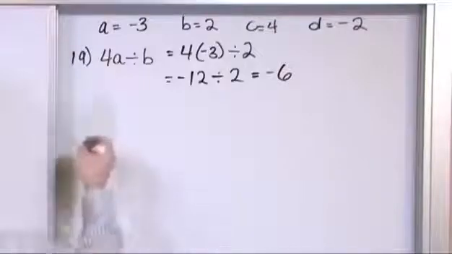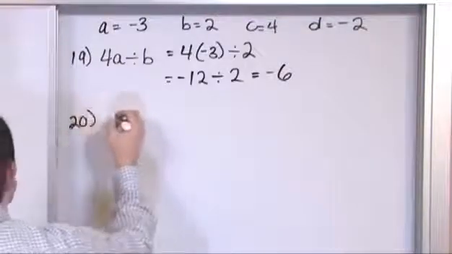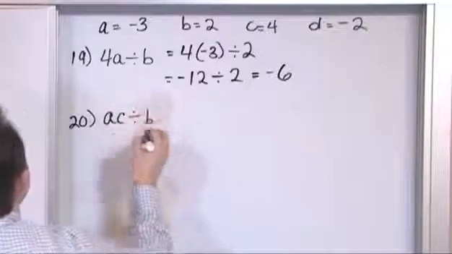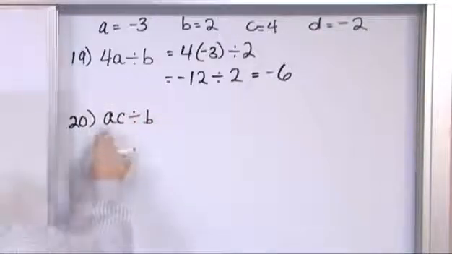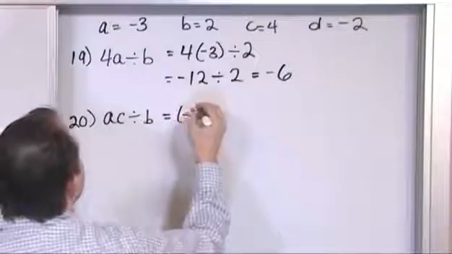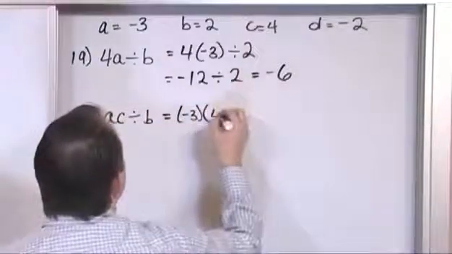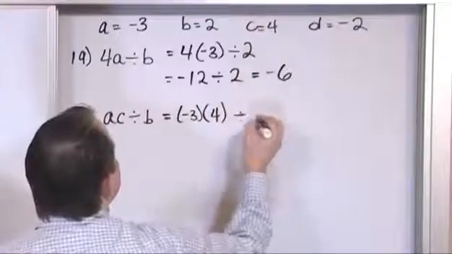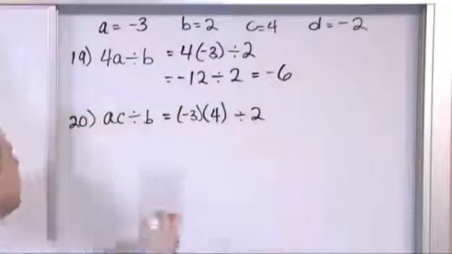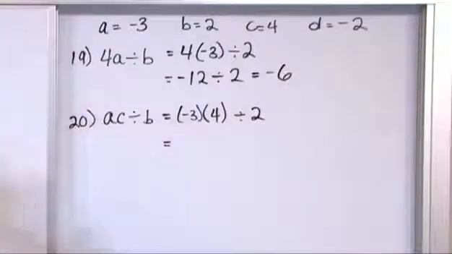Now let's say we have something a little bit different. A times C divided by B. So it's really almost the same thing. You have a times c divided by b, so let's plug in what we have. A is -3, c is +4, and b is 2. And so we have this multiplication first and then this division, so let's work on that.